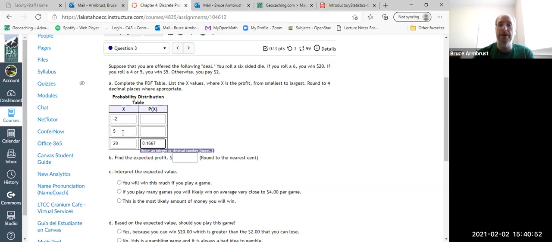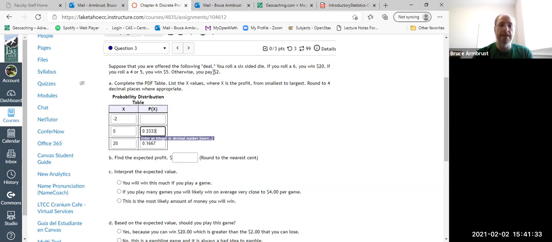All right, so what about the probability of getting $5? All right, so I have a bunch of people throwing this in. It's going to be 2 out of 6. All right, thanks, Bruno, for reducing that fraction. So it's going to be 2 out of 6 or 1 out of 3. Okay, so 1/3 of the time, we're going to win $5. Cool. All right, so as a decimal, that's going to be 0.3333.